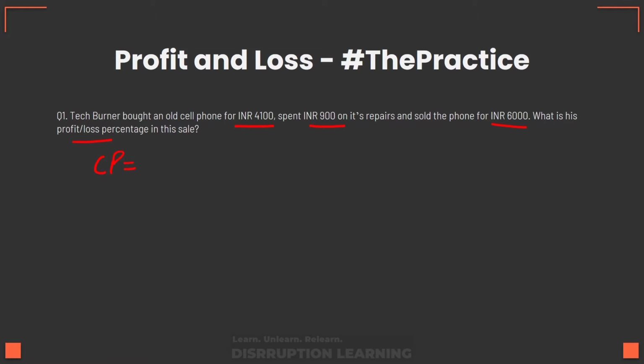Now, the phone was bought for 4100. And 900 rupees were spent on it, which means that the total cost that the buyer had to incur on this phone was rupees 5000. Now we know the SP, which is 6000. So profit is 6000 minus 5000, which is 1000.